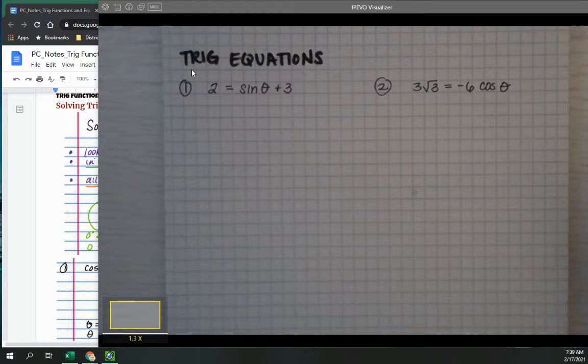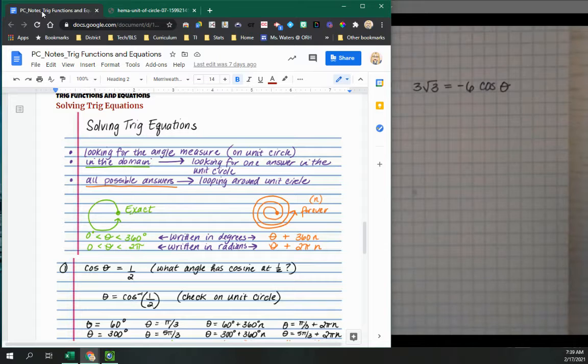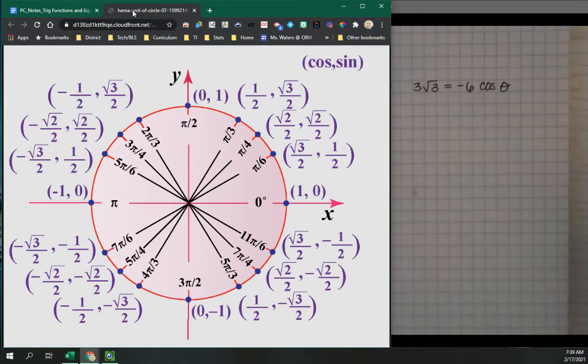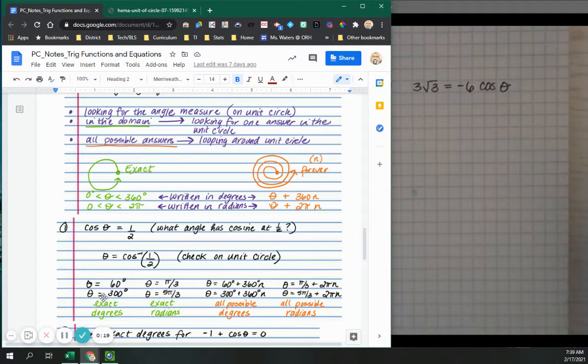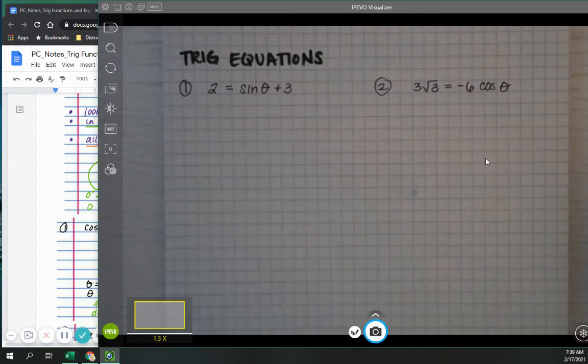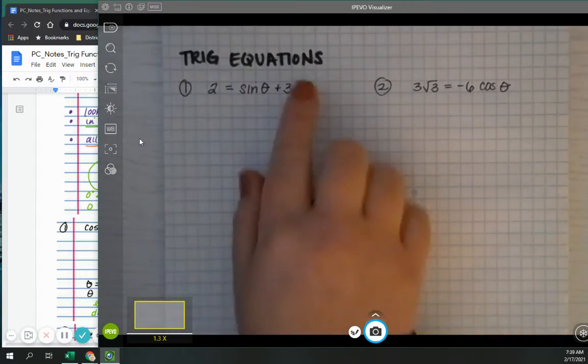In this video, we're going to focus on trig equations, and our goal is to solve for theta. So we're going to do two examples, and just notice that I do have out my notes page, as well as my unit circle for when I'm working on these problems. Our goal here is to get theta by itself, and let's focus on getting exact answers and then all possible answers. All right, so here we are in trig equations, and here is number one.